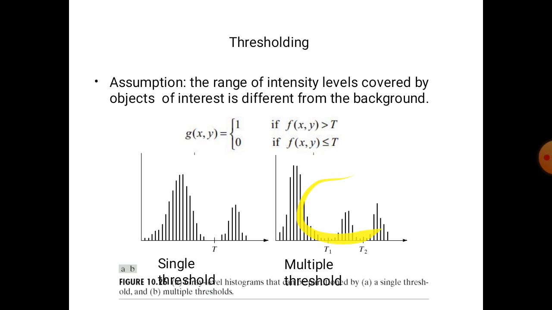This figure shows a more difficult thresholding problem involving a histogram with three dominant modes corresponding, for example, to two types of light objects on a dark background. Here multiple thresholding classifies a point (x,y) as belonging to the background if f(x,y) is less than or equal to T1, to one object class if T1 is less than f(x,y) less than or equal to T2, and to the other object class if f(x,y) is greater than T2.